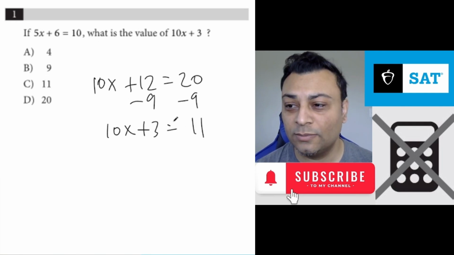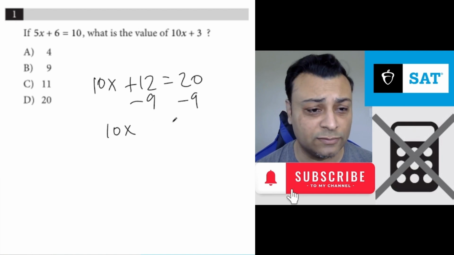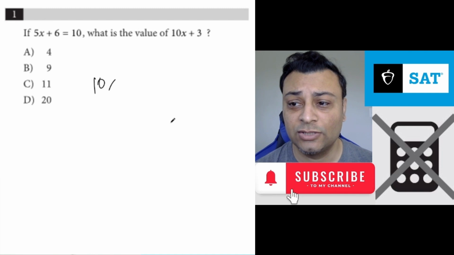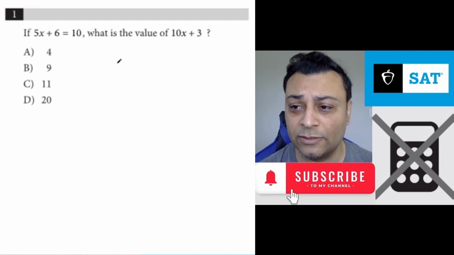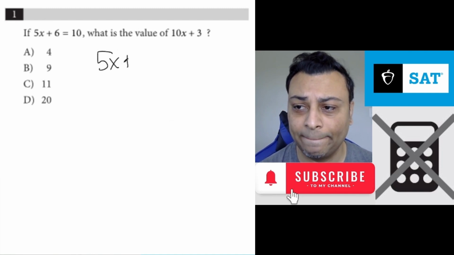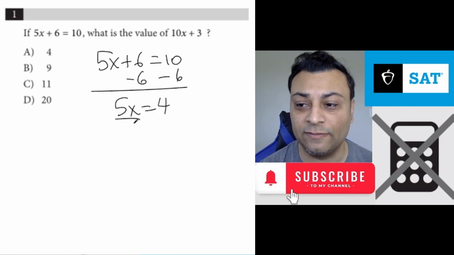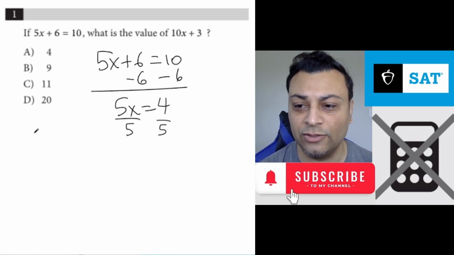Now, some students may say, well, I'm more comfortable finding the value of x before I proceed. I need to find the value of x. So in that case, you can do that. You can do 5x plus 6 equals 10. You subtract 6, you get 5x equals 4. You divide by 5, and you get the value that x is equal to 4/5.